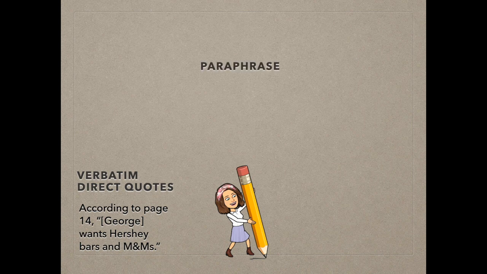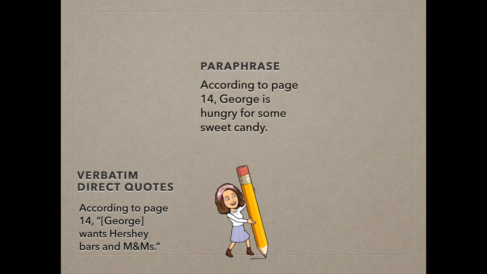The other one is called paraphrase. A paraphrase of that direct quote would sound like this. According to page 14, George is hungry for some sweet candy. It's kind of close, right? It's basically what they said, but there are no direct quotes around it. So then the reader knows I'm obviously paraphrasing.